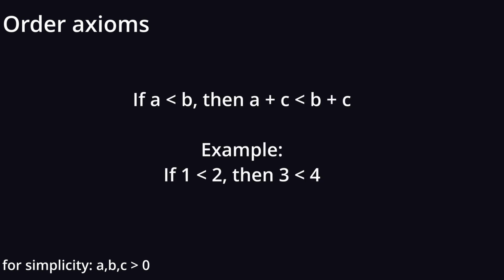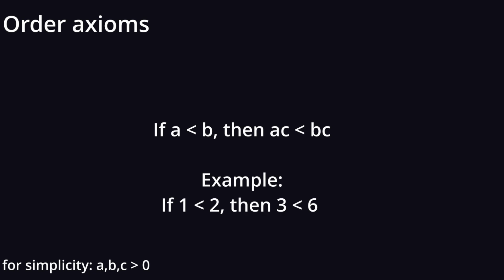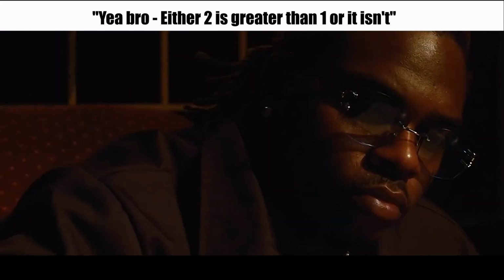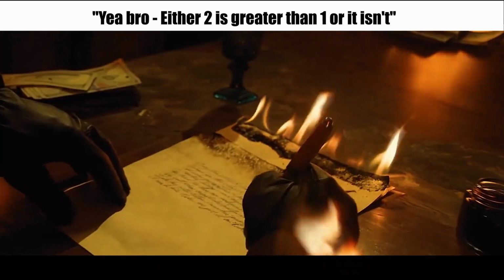To keep things simple, let's define A, B, and C to be real numbers greater than 0. If A is less than B, then A plus C is less than B plus C. If A is less than B, then AC is less than BC. And for any A and B, either A is greater than B, A is less than B, or A equals B. Without these axioms, the numbers don't actually have to be in a line. They can sort of just be in any order. These axioms construct an order that all the real numbers follow.